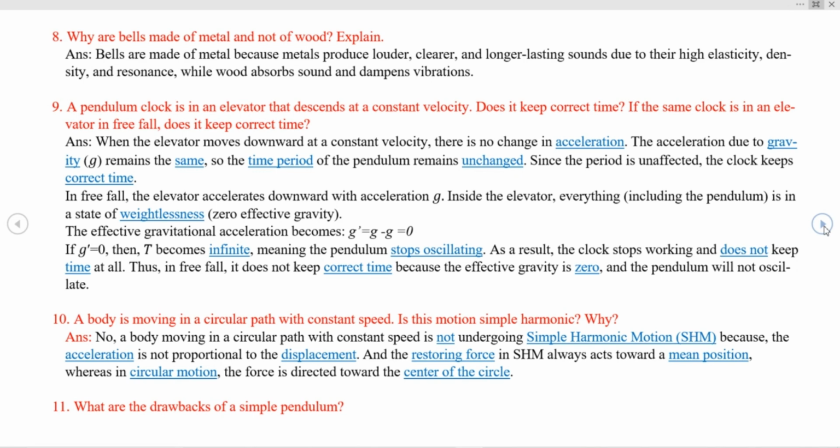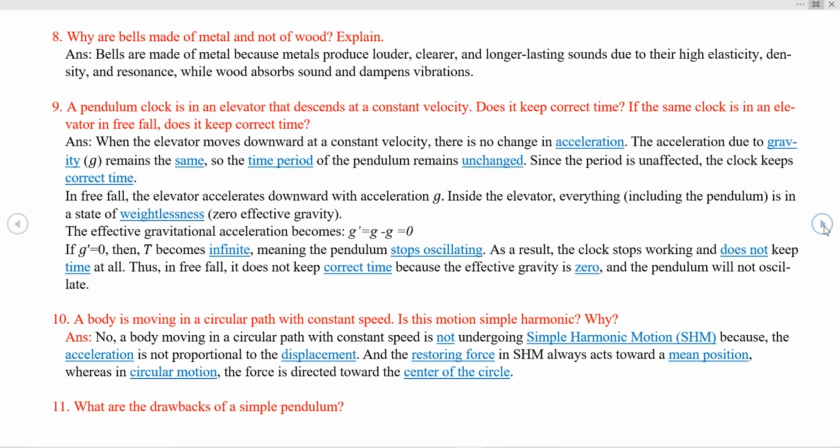Our next question we have is, why are bells made of metal and not of wood? Explain. So for this question, our answer should be like, bells are made of metal because metals produce louder, clearer, and longer lasting sounds due to their high elasticity, density, and resonance, while wood absorbs sound and dampens vibration. That's why bells are made of metal and not of wood.